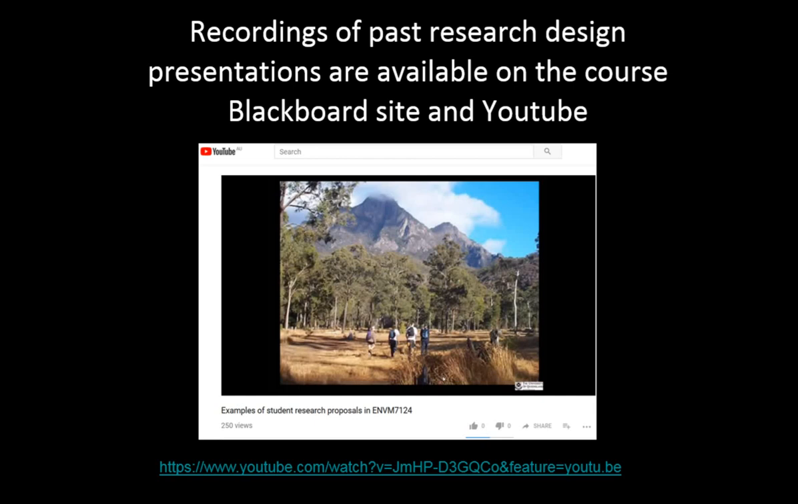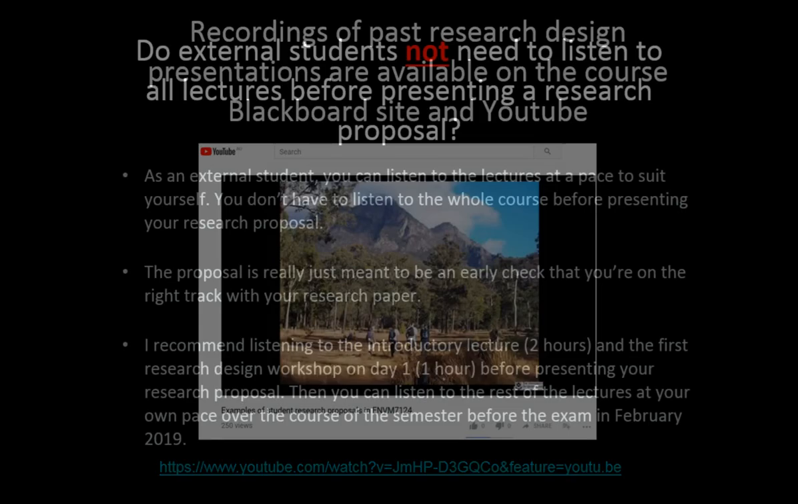By forcing you to commit at the start, you can still change your topic. If you decide after giving your research proposal that you actually want to do something else, that's okay. But it would be best if you come up with a topic that you want at this stage, then you get feedback on it and work towards it steadily. Cool? Any questions on the research proposal? Okay, we'll talk more about it this afternoon in the research design workshop.